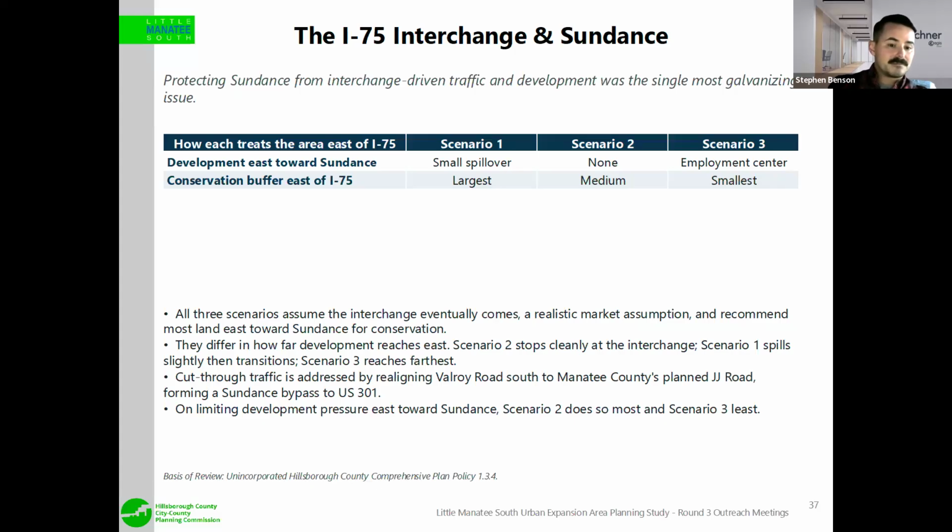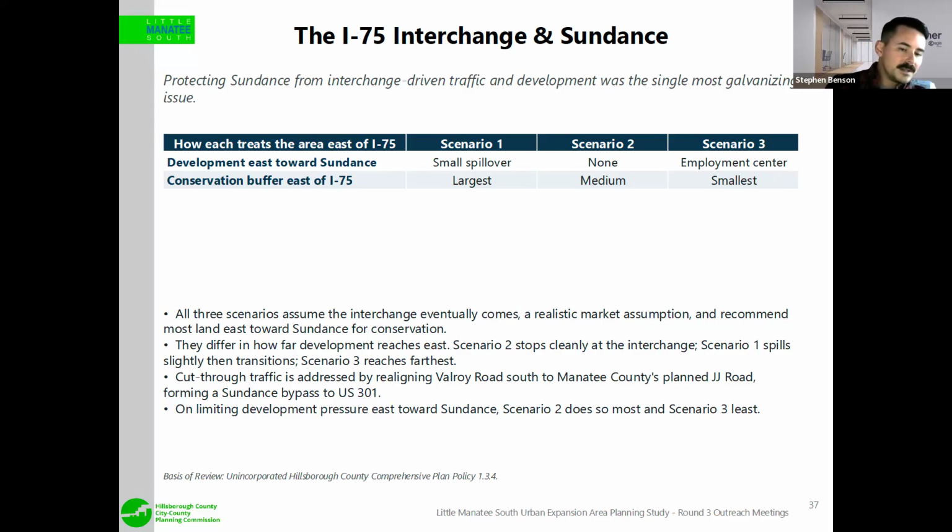But based upon the best information to date, looking at each of the three scenarios and how development was assumed around the interchange in different locations. Scenario one assumed a small spillover of development east of I-75. Scenario two assumed no spillover development east of I-75. And scenario three did have a larger spillover, focusing more on employment-related uses, spilling over on the east side of I-75. Again, the location along I-75 specifically really has yet to be determined, but we of course welcome your feedback on that. We've received a lot already, so if you feel strongly about it, please feel free to convey that.